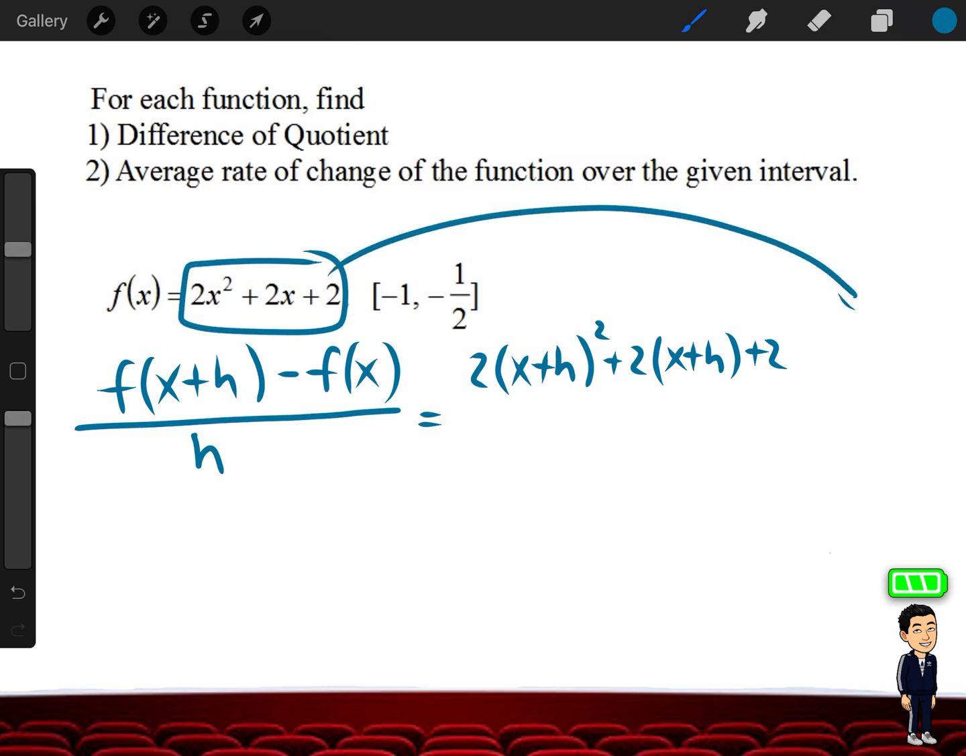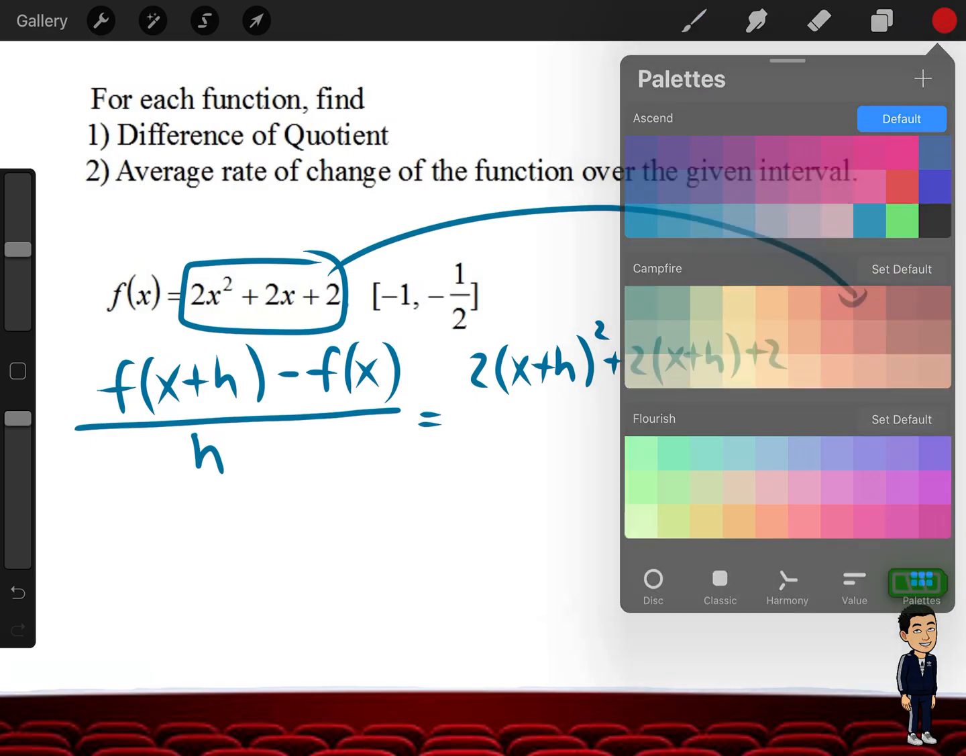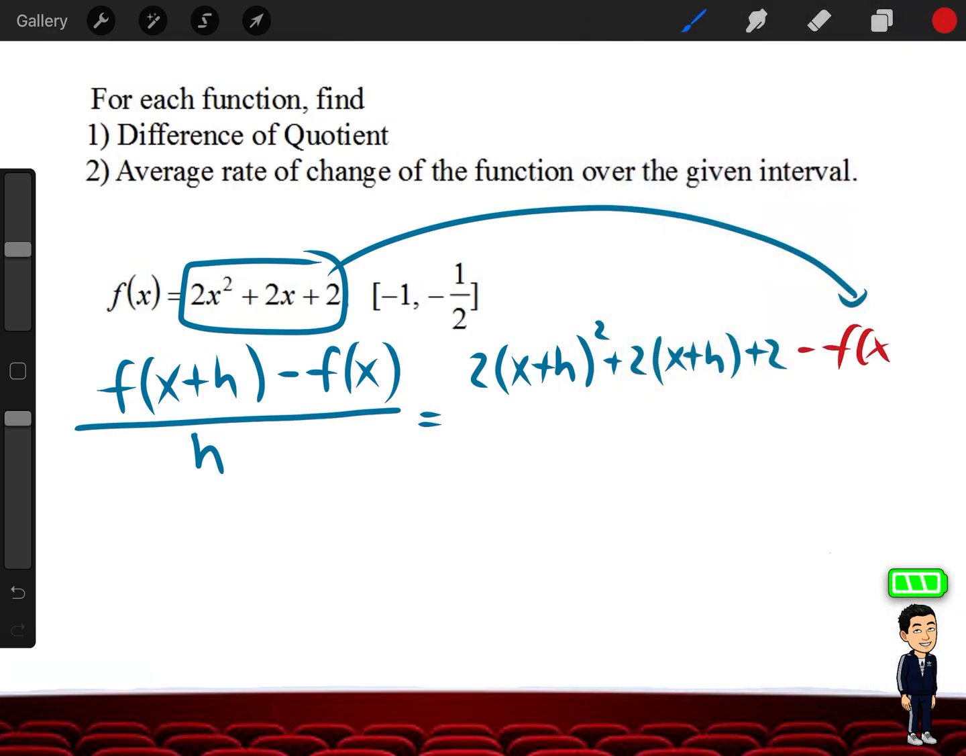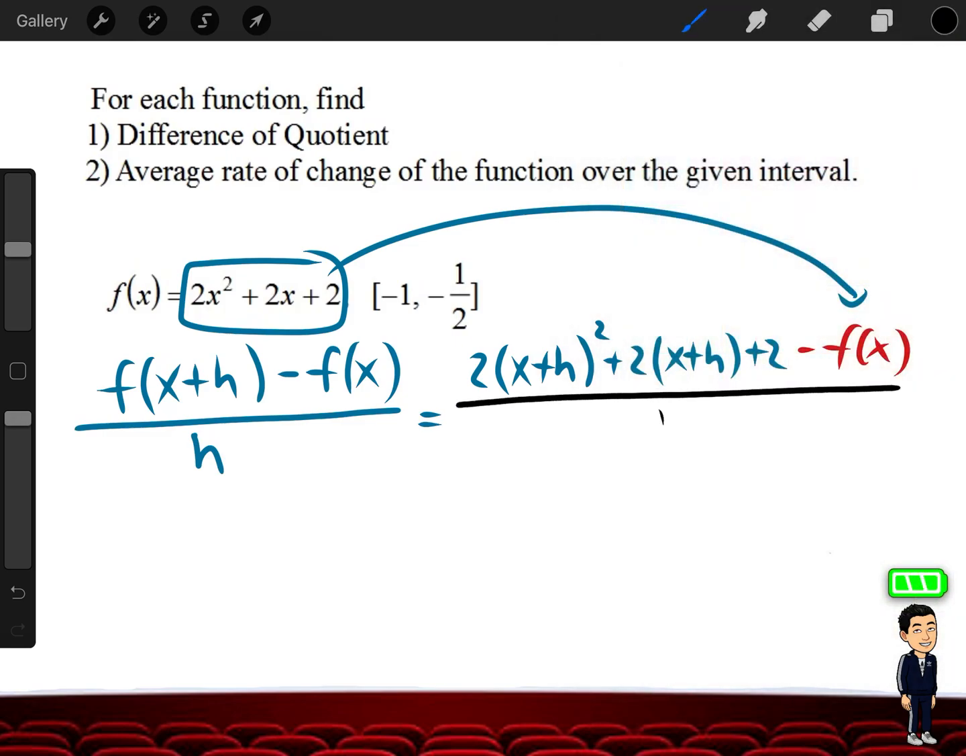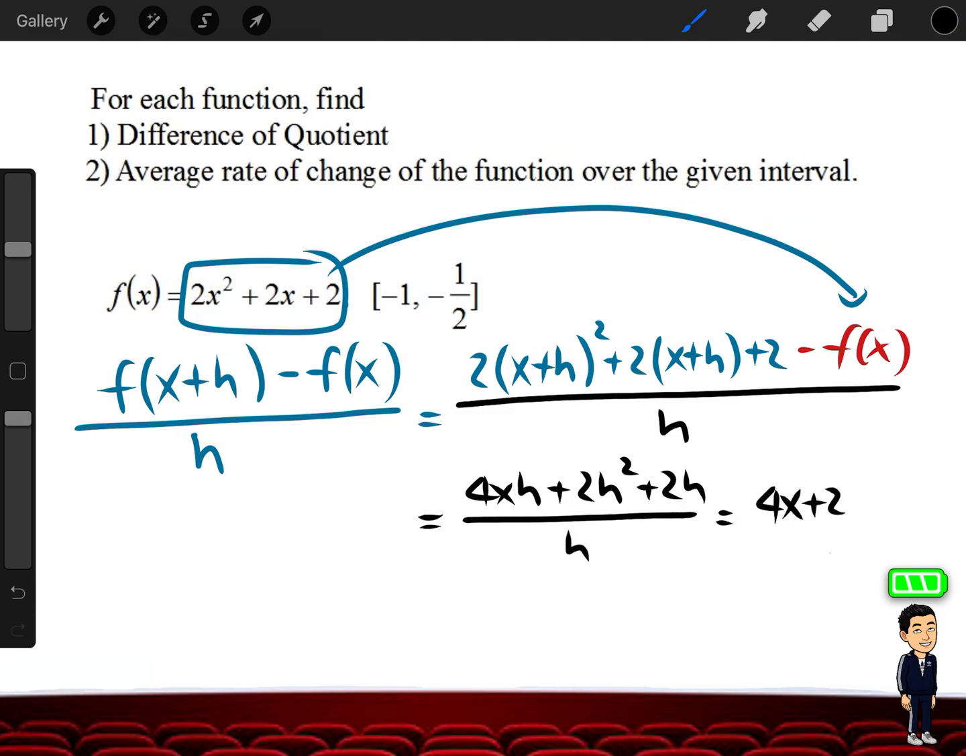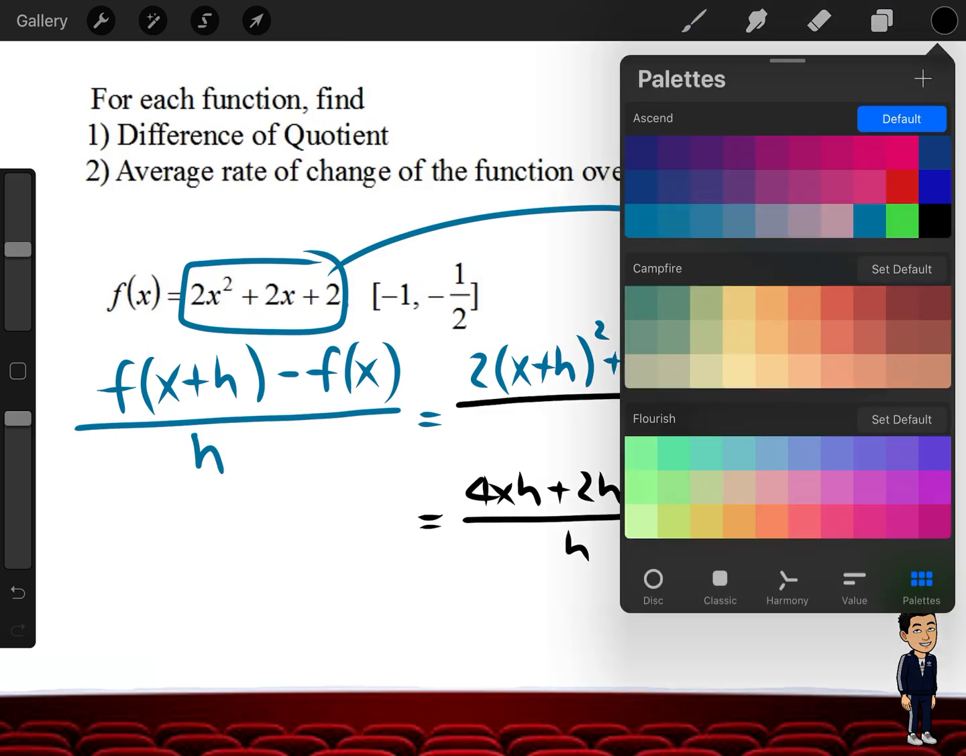Okay, so you're going to have to subtract, let me use red for this, f of x. I don't have enough space, so I'm just going to put it like that. Everything needs to be divided by h. You're going to end up getting 4xh plus 2h squared plus 2h, and then you divide it by h. So you're going to get 4x plus 2h plus 2. Okay, that's going to be your difference quotient.